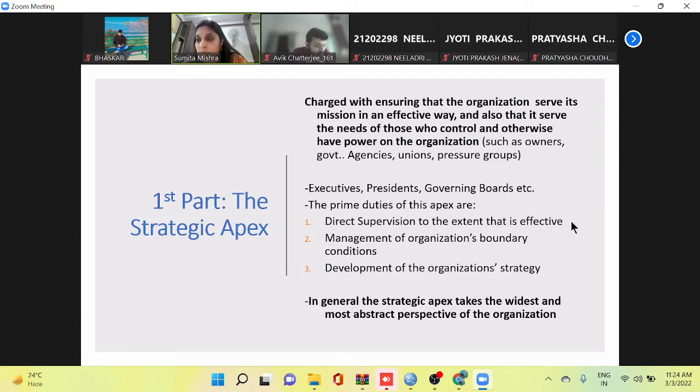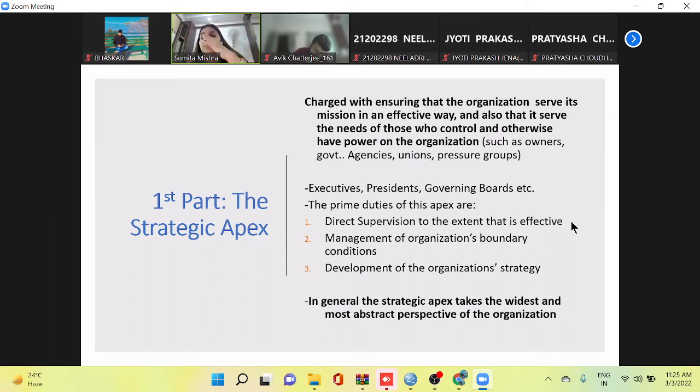And what do they do? What are their functions? Why do they exist? So let's start with the first one, which is also called the head of the organization. When we're looking at the first part, the strategic apex, that is the top of the organization. That is also the leadership of the organization.